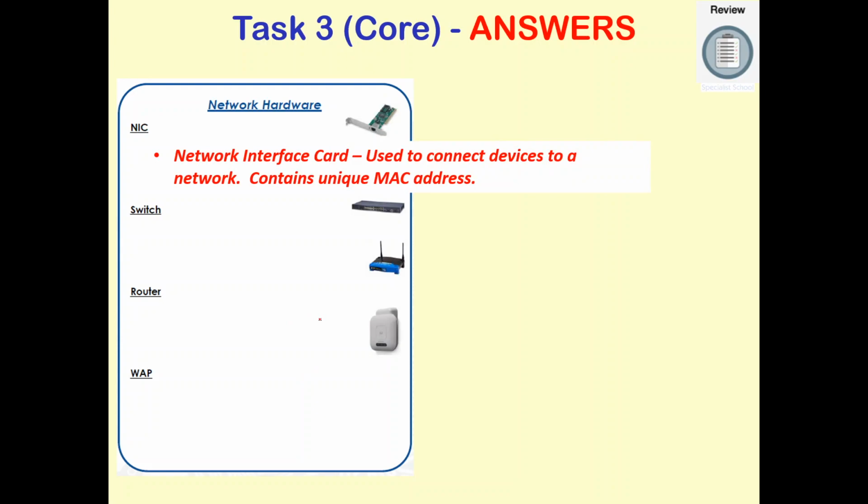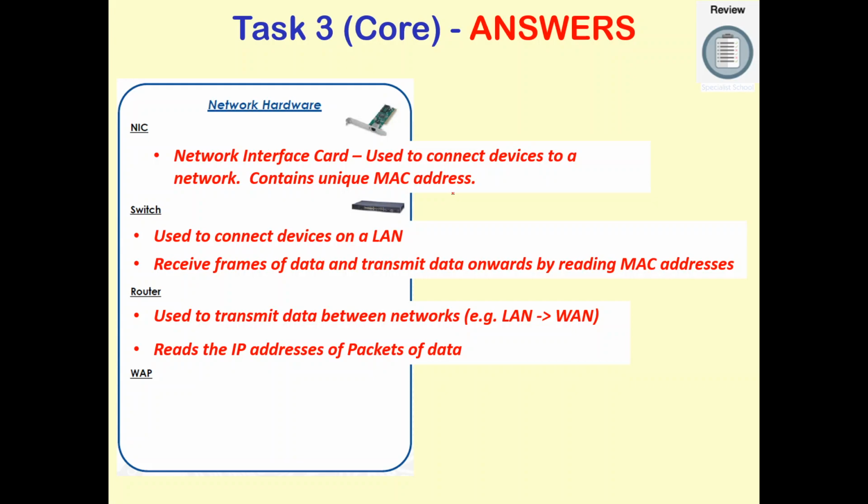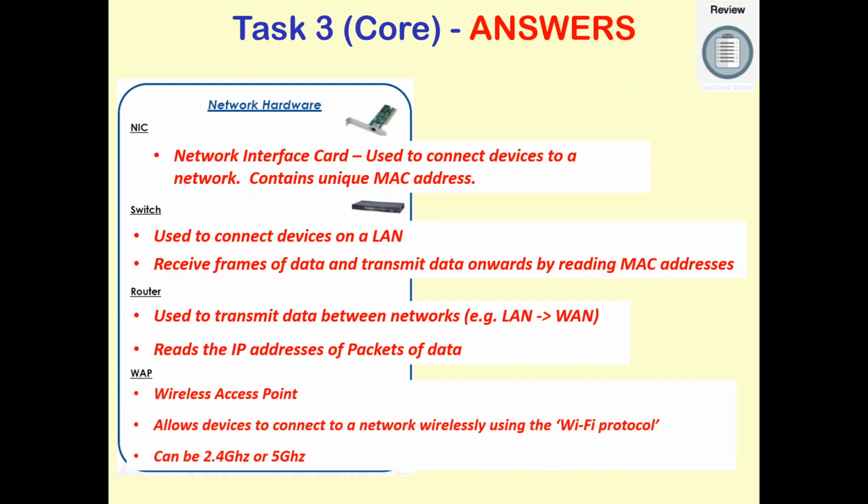NIC, network interface card: used to connect devices to the network, contains the unique MAC address. Switch: used to connect devices on the LAN, receives data in frames and transmits it onwards by reading the MAC addresses. Router: transmits data between networks, for example from a LAN to a WAN, and it reads the IP address, which we'll look at later on, and transmits data as packets. And finally, WAP, wireless access point: allows devices to connect wirelessly using the Wi-Fi protocol, and it can be either 2.4 or 5 GHz. Again, we'll look at that later on. Check your answers and improve if needed.